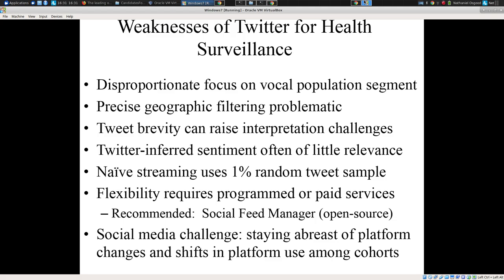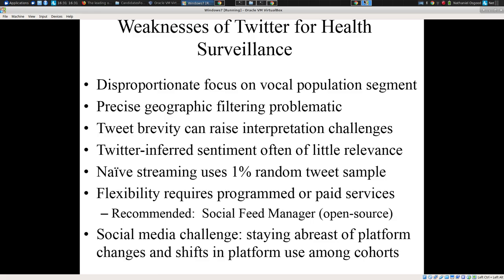So what are some benefits and shortcomings of Twitter? We do a heck of a lot of work these days with Twitter. It's one of the platforms I'm most excited to be working with. Well, one shortcoming is it does disproportionately focus on a vocal population segment. This is not broadly indicative of a representative sample of opinions in the population.